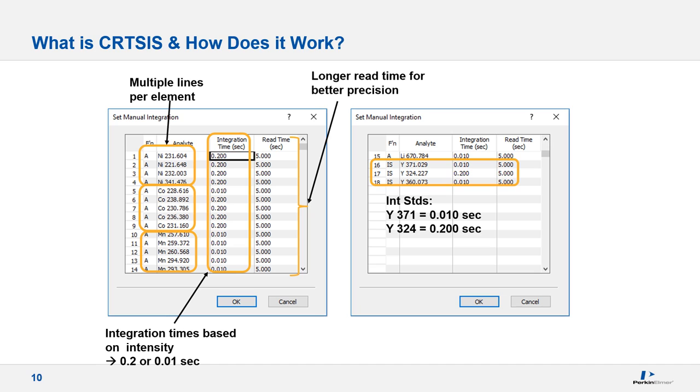Finally, the read time equals 5 seconds. The longer the read time, the lower the RSDs because any noise will be averaged out over time. However, in this case, 5 seconds gave acceptable results.